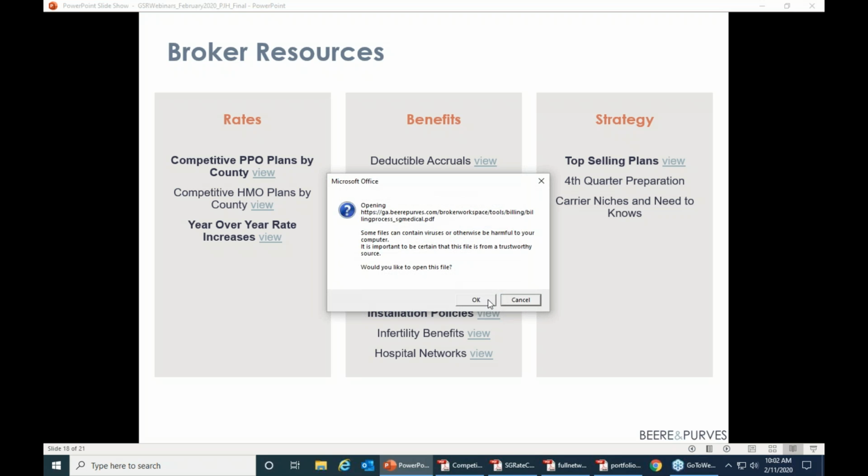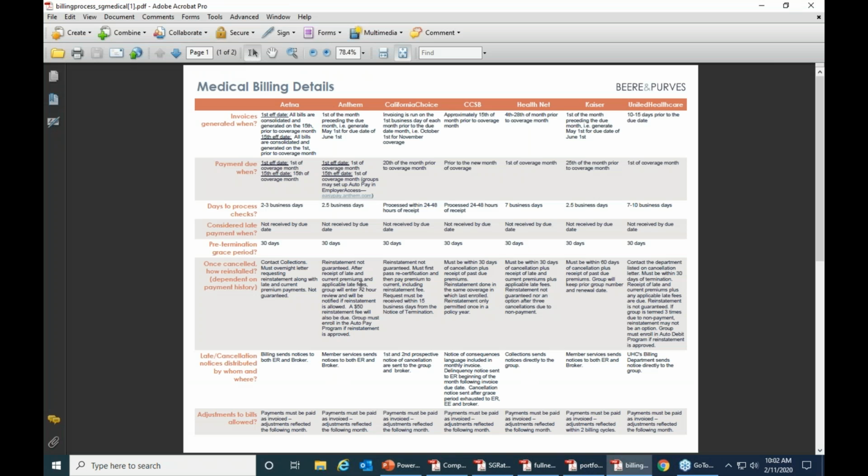Billing. So if I'm starting off and all of a sudden I've got a billing invoice, and the group hasn't paid their bill, they're about to be terminated, they need to overnight a payment or they need to call somebody, what do they do? So this basically takes you through each of the carriers. It tells you exactly what to do with all the billing questions.